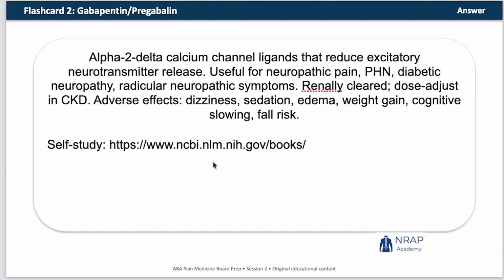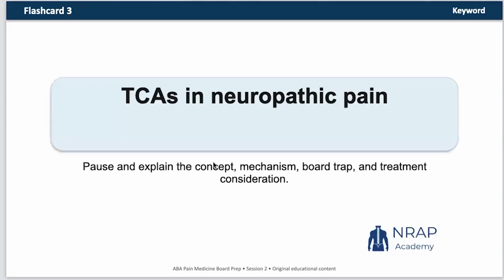Gabapentin, pregabalin, alpha 2 delta calcium channel ligands that reduce excitatory neurotransmitter release. One thing they didn't put here is blurry vision. That's another side effect I'd be mindful of for the boards, okay?